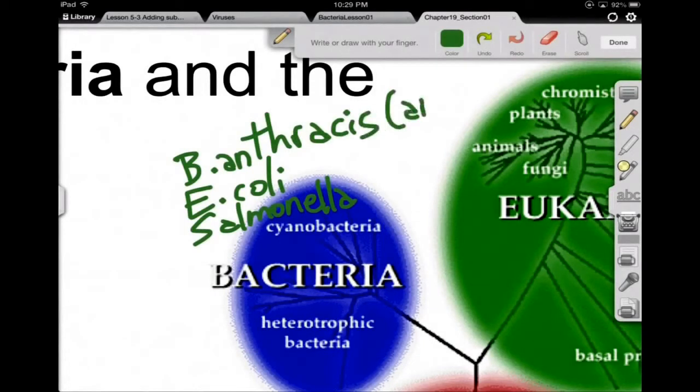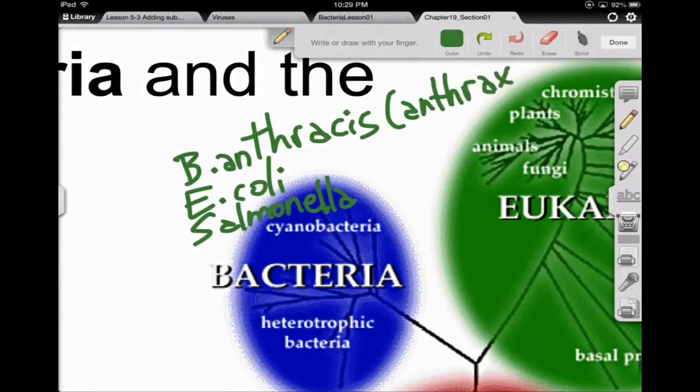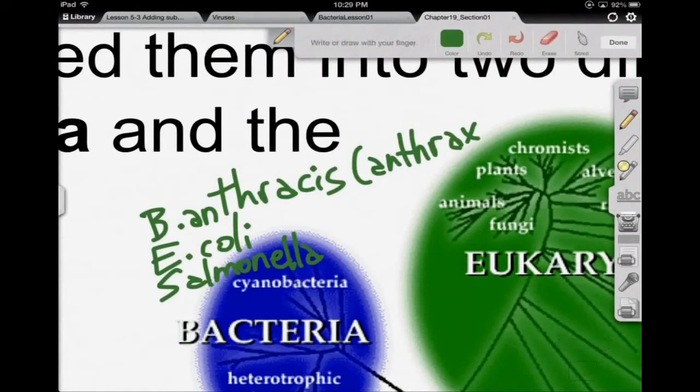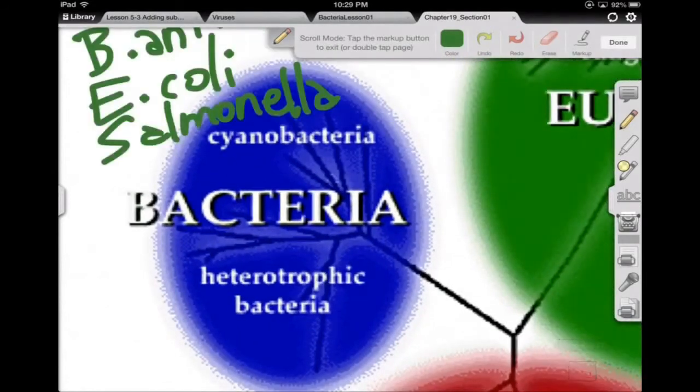Or the disease anthrax, to be technically correct. Zoom out. There we go. Now, when we look at our cyanobacteria, the example that they're giving you here is just the blue-green bacteria, and these are bacteria that are heterotrophic. They eat other things. They digest our waste products that we leave behind.